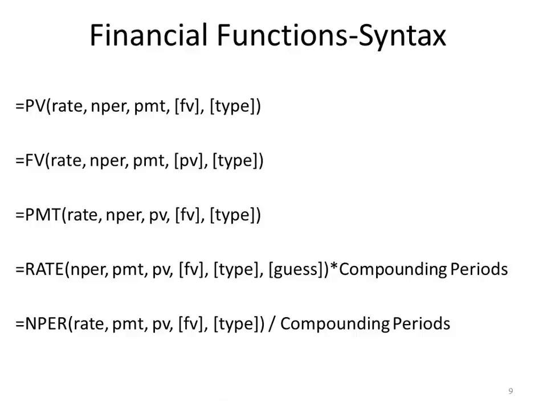The first rules I want to tell you about: if you look at the bottom, the rate function and the NPER function. You will multiply the rate function, the entire function, whatever answer you get from that function, by the number of compounding periods, always. The NPER function, you will always divide that entire function by the number of compounding periods.